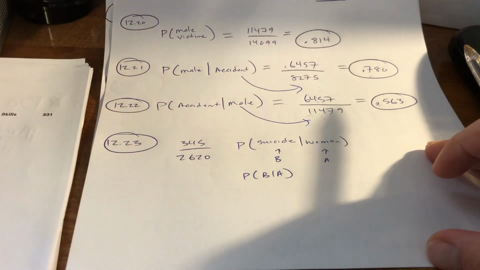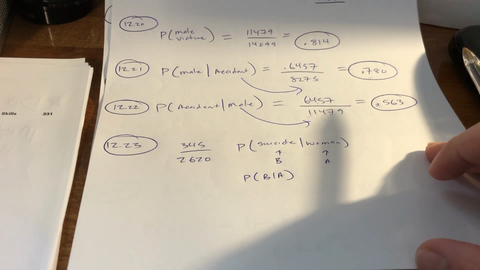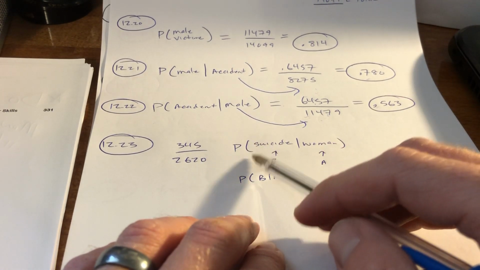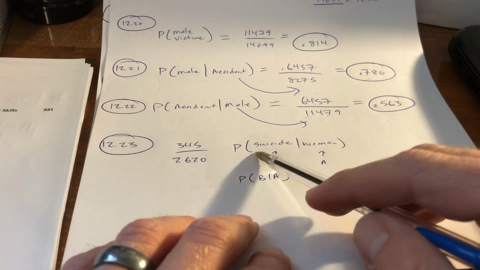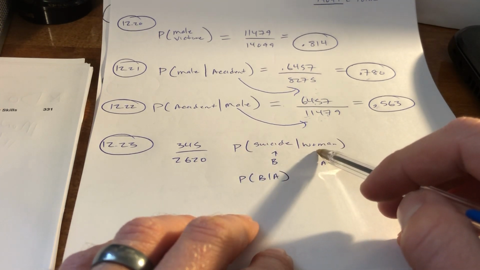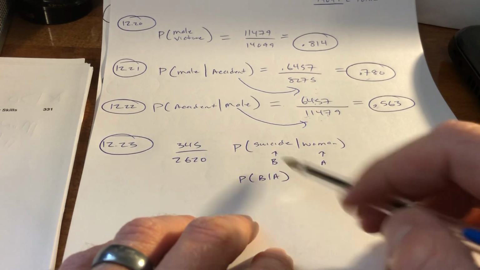All right. So 12.23 says, let A be the event that the victim of violent death was a woman, and B be the event that the death was a suicide. The proportion of suicides among violent deaths of women is expressed as what? So they want to know, it literally says, the proportion of suicides among the deaths of violent women. Okay, so what is the probability of picking a suicide given that the woman died is what they're asking. They said A was woman, they said B was suicide, so this is the probability of B given A.